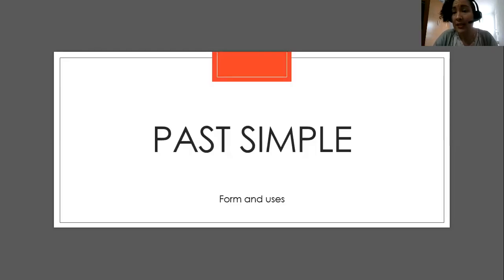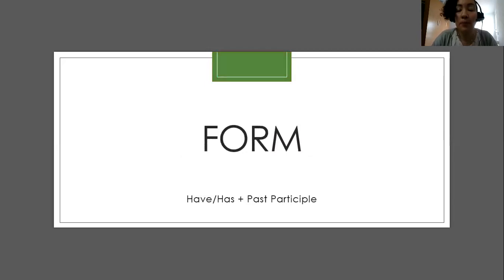We're going to see the form and then the uses. So the form, oops, I didn't change this. It shouldn't say have has past participle. It should say verb plus ed. Sorry about that. I will fix it later, okay?